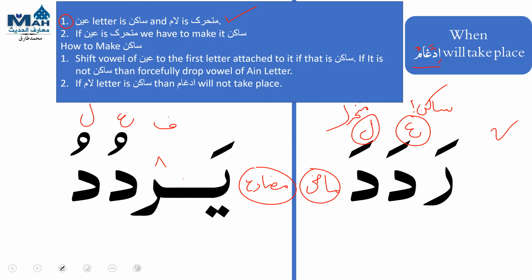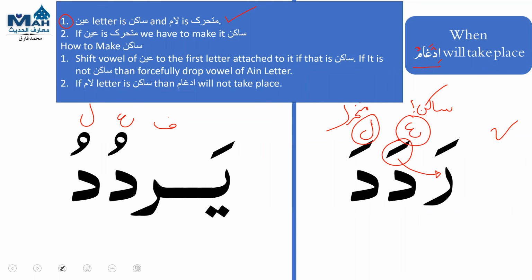Understood? So what will we do? Read the next point. If ayn is mutaharrik, we have to make it sakin. How to make it sakin? We want to drop this vowel. How can we drop it? Can you read? Shift the vowel of ayn to the first letter attached to it, if that is sakin. So what we have to do is move this vowel to the previous letter.